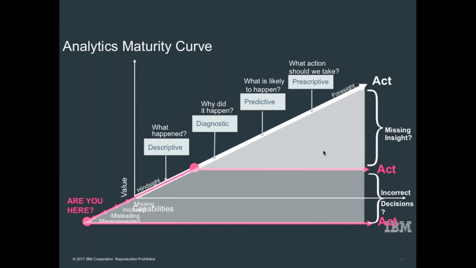The next best thing is, why did it happen? Ask those questions where you can ask the what if questions. What if I did this differently? How would it impact sales?